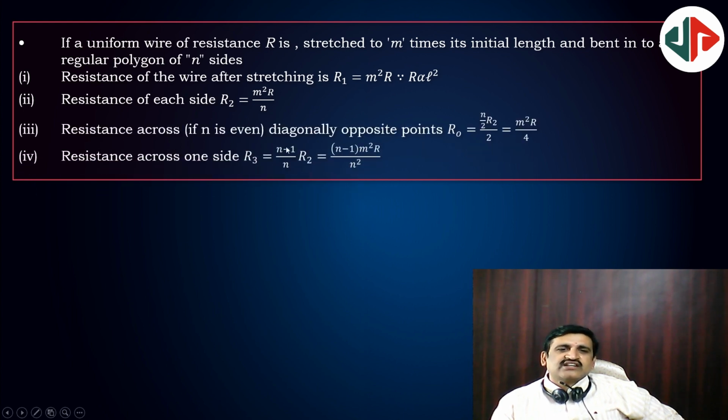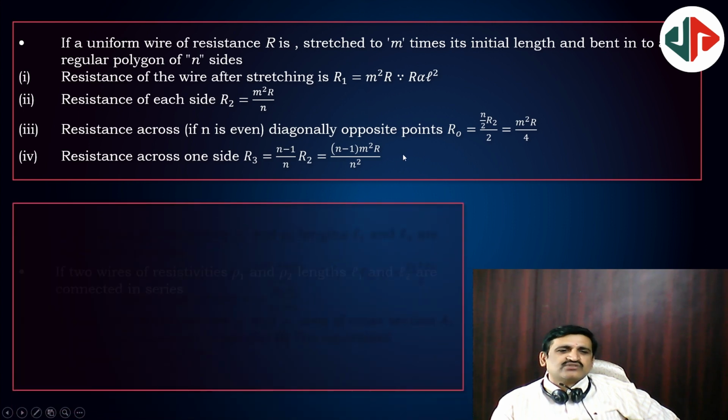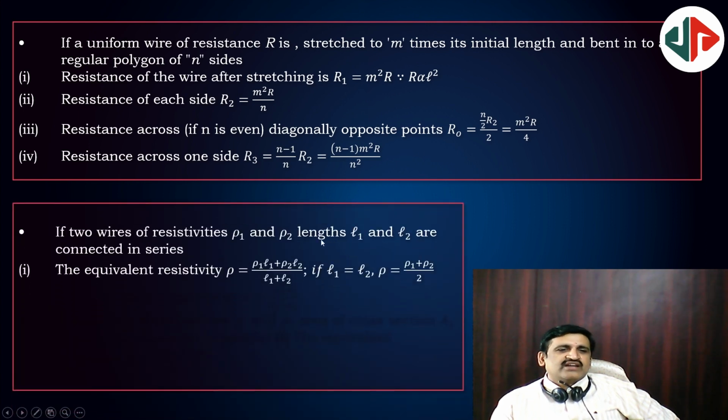And resistance across diagonally opposite ends, resistance across opposite diagonal ends, R is equal to N by 2 R2 by 2, or M square R by 4. Next, if two wires of resistivities rho 1, rho 2, lengths L1, L2 are connected in series, then rho is equal to rho 1 L1 plus rho 2 L2 by L1 plus L2.